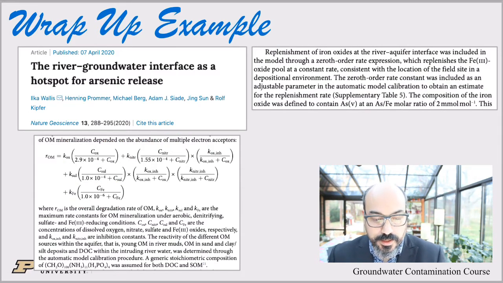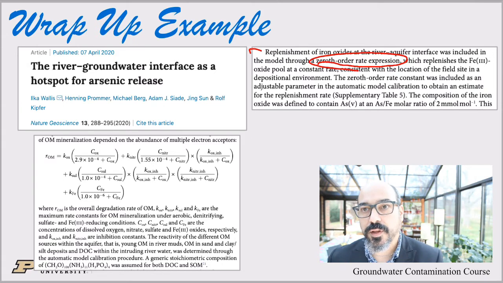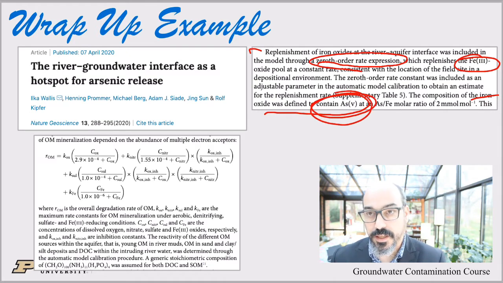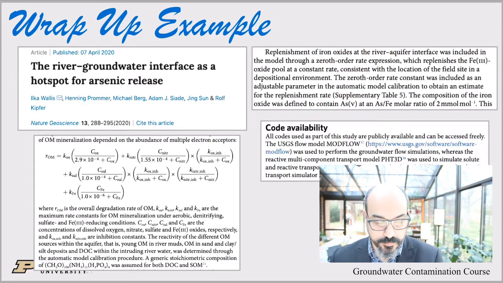A replenishment of the iron oxides at the river aquifer interface was included in the model through a zeroth order rate. That means the rate is constant. And we'll do an example in this class, right after this. There's a whole example where we will reproduce the results from a paper on the iron oxidation when groundwater hits the atmosphere. So for those of you taking the class for credit, we'll do that as a problem. So now, replenishing the iron 3. Again, we're able to understand those things. The composition of the iron oxide was defined as containing some arsenic, and that's the problem, right? The iron, when it oxidizes, carries that arsenic with it, and that is the problem.